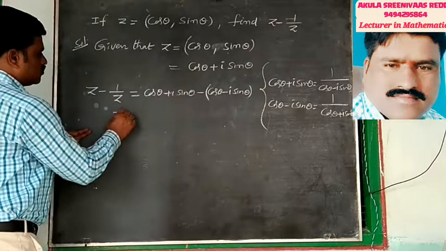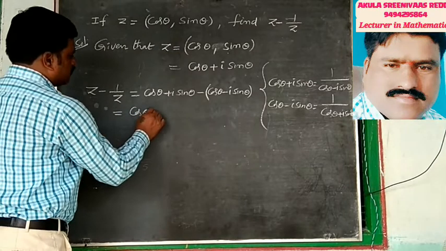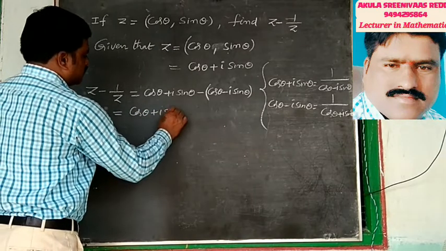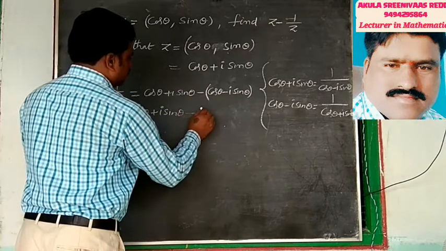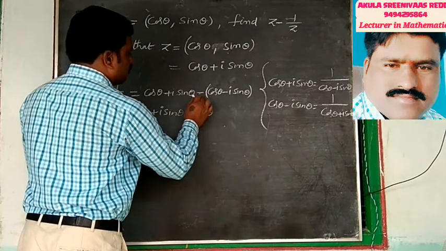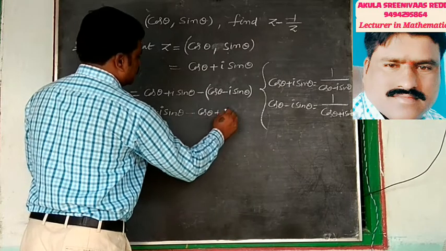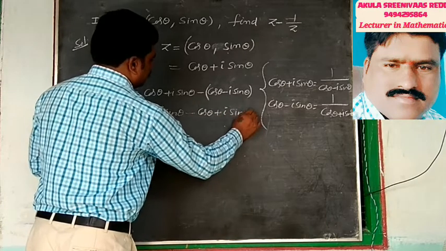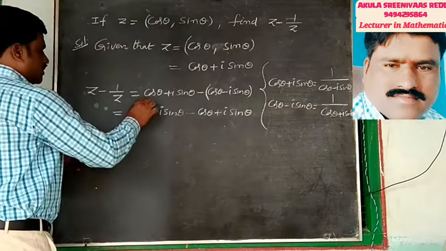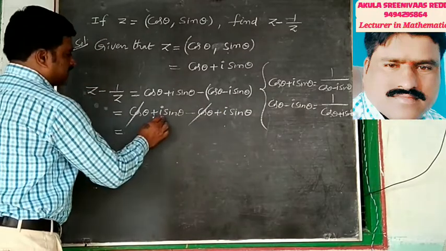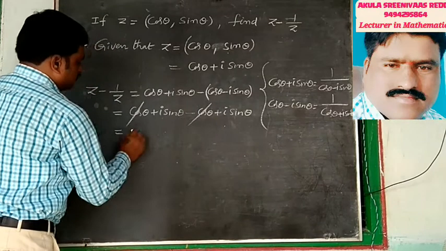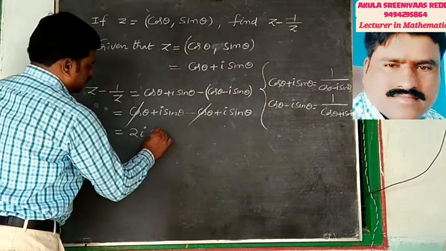That is equal to cos theta plus i sin theta, minus into plus minus cos theta, minus into minus plus i into sin theta. So this is positive and this is negative, cos theta gets cancelled. i sin theta plus i sin theta, 2i sin theta.